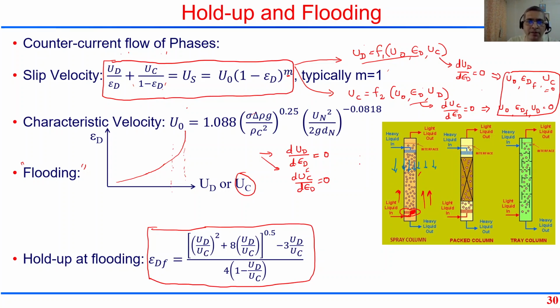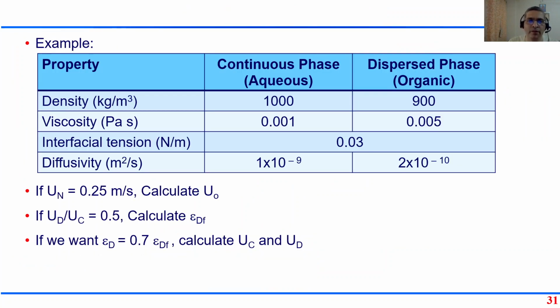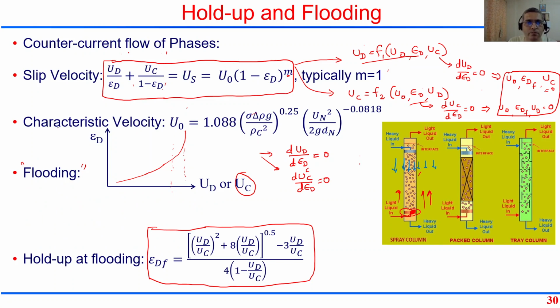What we will try to do is use all these expressions for an example. So let's say the continuous phase is our aqueous phase, and the dispersed phase is our organic phase. So these are the densities, viscosities, interfacial tension. Diffusivities are there. We will need diffusivities for calculating the mass transfer coefficient and so on. Suppose UN is 0.25 meters per second. I want you to calculate U0 using this expression.